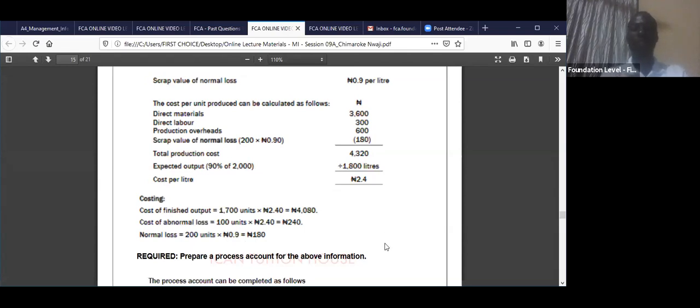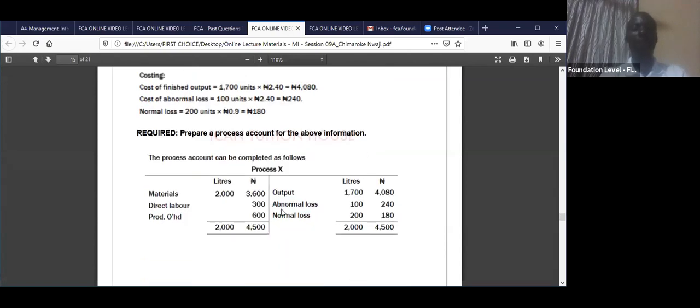So let's see how the process account is going to look. Once again, this debit side is the same. Now, because there is a recoverable value, normal loss has something. Abnormal loss is still the same figure here, and we still use the good output cost to multiply by the abnormal loss because we don't expect it to happen. And look at the good output, we use the 2.4 to multiply. So this is the process X account.